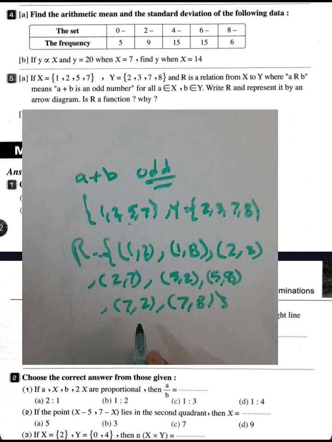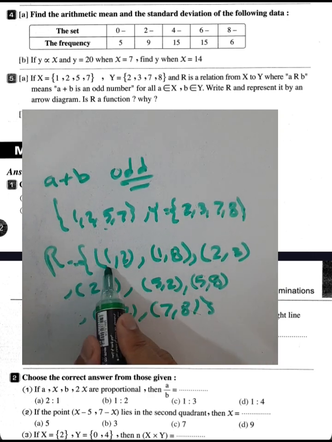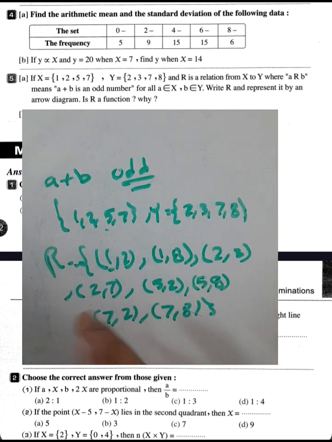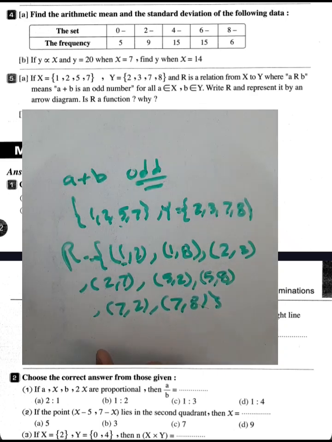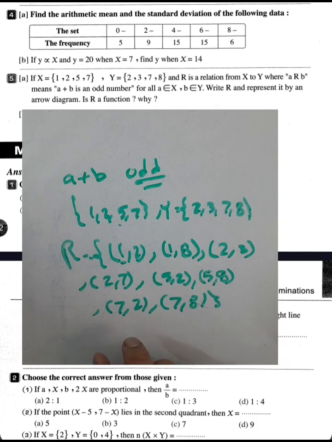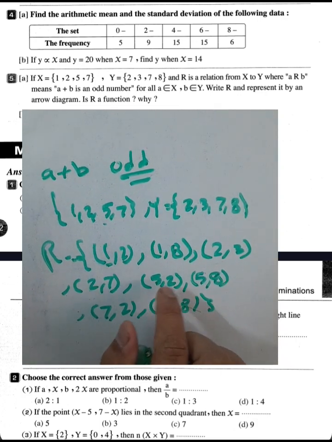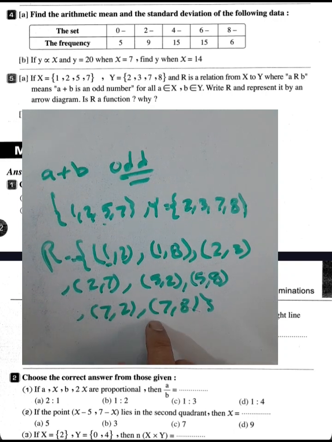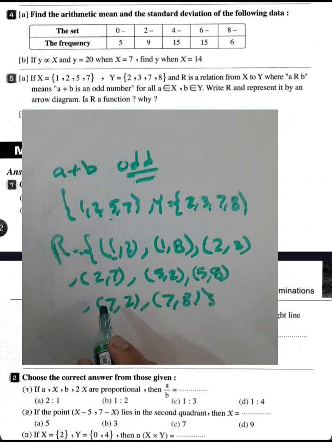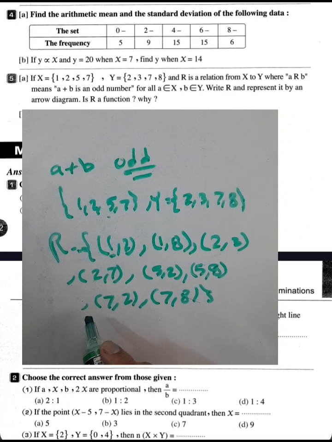But this relation is not a function. Why? Because we have here 1 has a lot of images, or two images in y. Okay, we have a lot of images here. R is not a function because each of the elements, such as 1, 2, 5, 7, has more than one image in y. Okay, and you want to find the result by arrow diagram.